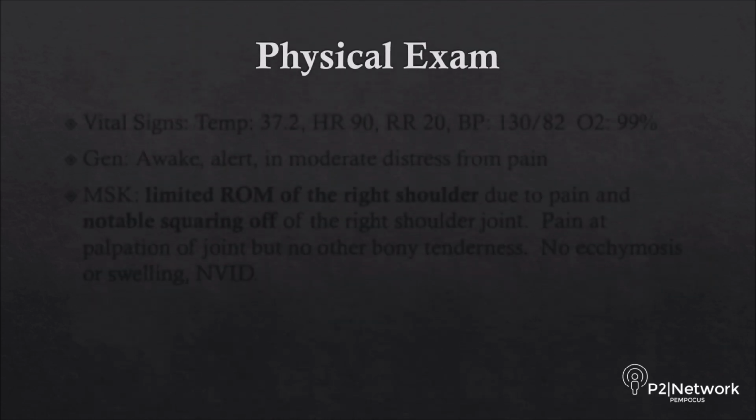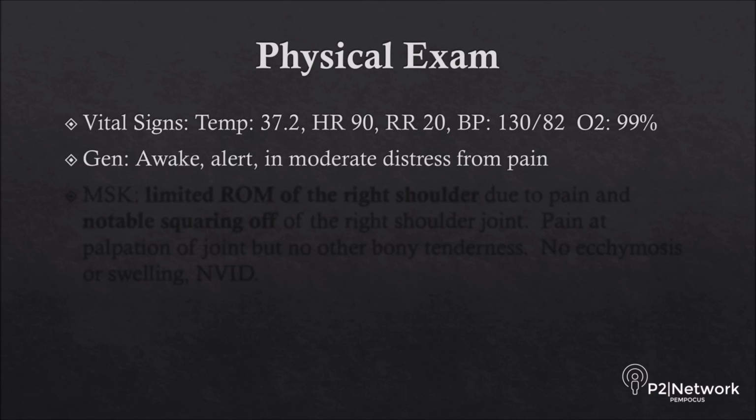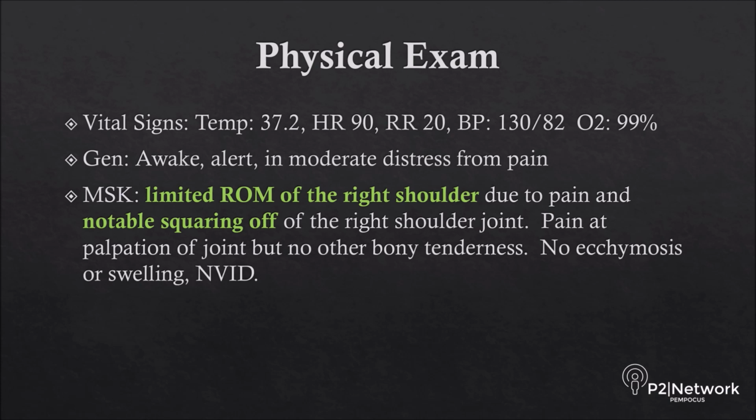On physical examination, the patient's vital signs were unremarkable. The patient was noted to be awake and alert, but in moderate distress from pain. He had normal cardiac, pulmonary, and abdominal examinations. His MSK examination was significant for limited range of motion of the right shoulder due to pain and with notable squaring off of his right shoulder joint. There was pain on palpation of the shoulder joint, but no other bony tenderness was appreciated. There was no ecchymosis or swelling noted, and he was neurovascularly intact distal to his injury.